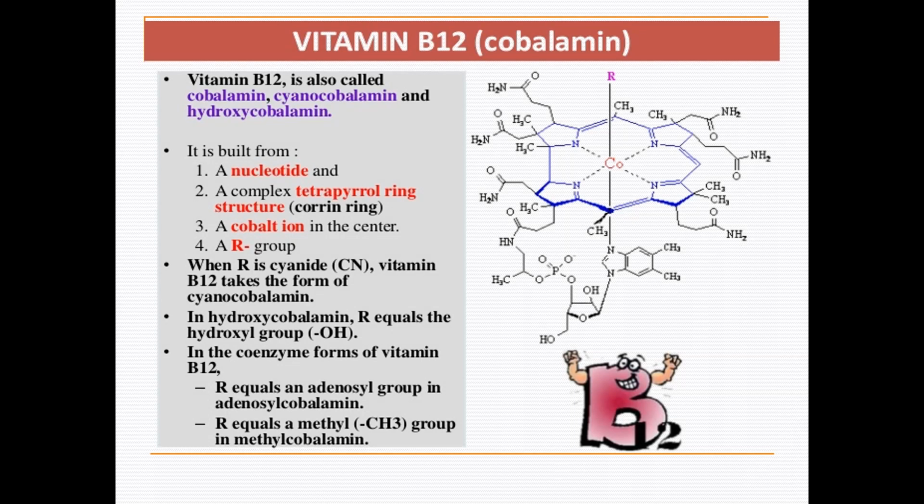Vitamin B12 is also called cobalamin, cyanocobalamin, and hydroxycobalamin. It is built from nucleotides and a complex tetrapyrrole ring structure, which is called the corrin ring, with a cobalt ion in the center, and an R group. When the R group is cyanide, the vitamin B12 is called cyanocobalamin. When the R group is a hydroxyl group, it is called hydroxycobalamin. In the coenzyme form of vitamin B12, when R is an adenosyl group, it is called adenosylcobalamin. When R is a methyl, it is called methylcobalamin.